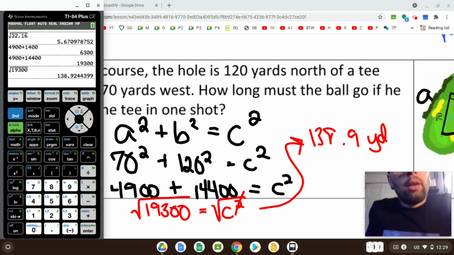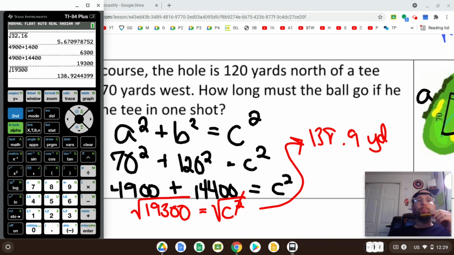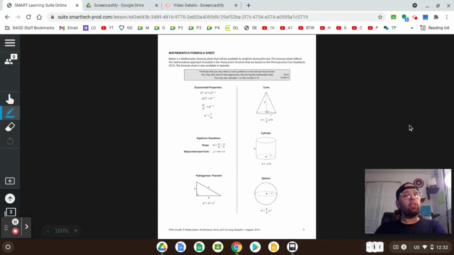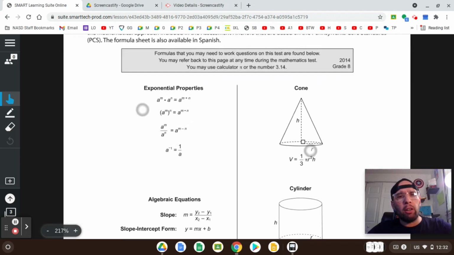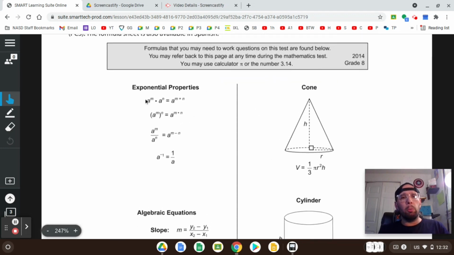Okay. All right, so this is what a PSSA formula sheet usually looks like for math. We haven't really needed it, but we could have used it a few times. I mean, you've got your exponential properties. So, when two bases are multiplied together, add the exponents. Exponent to an exponent, multiply the exponents. When you have a guy living upstairs and a guy living downstairs, subtract exponents. Negative exponents, move it downstairs. We've talked about that ad nauseum.